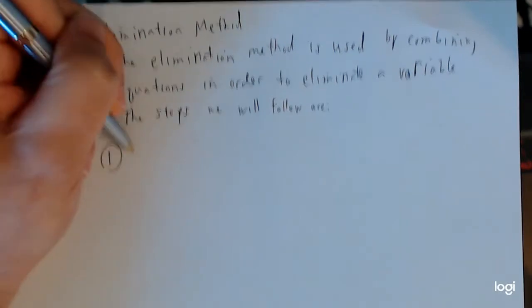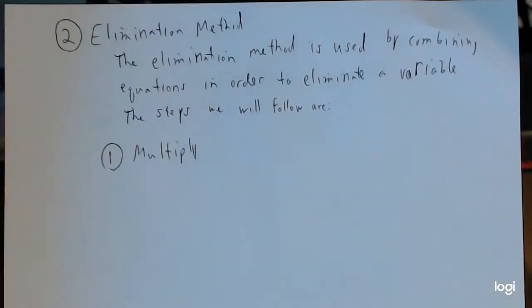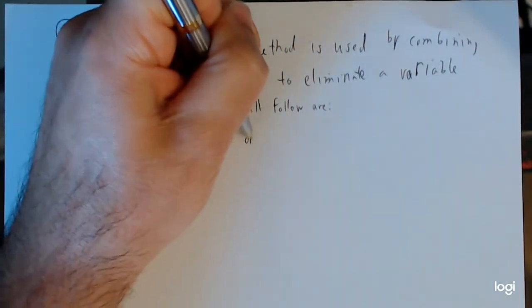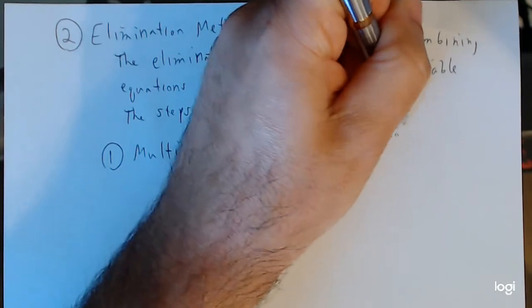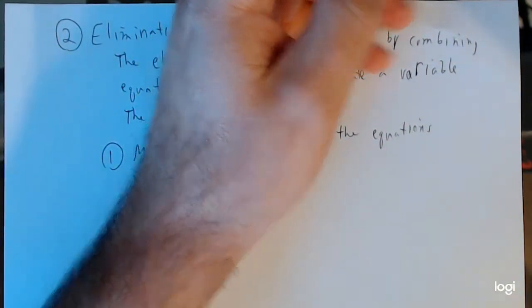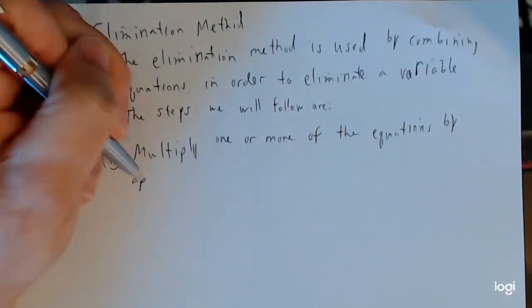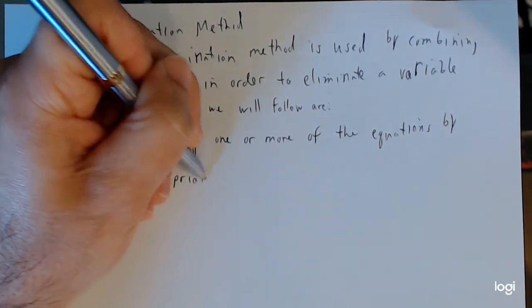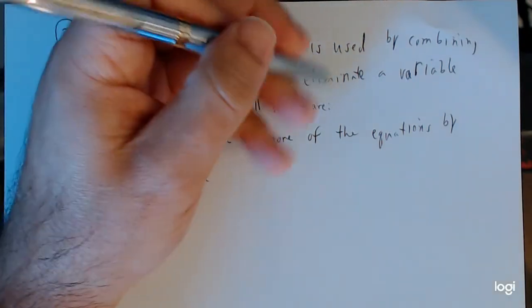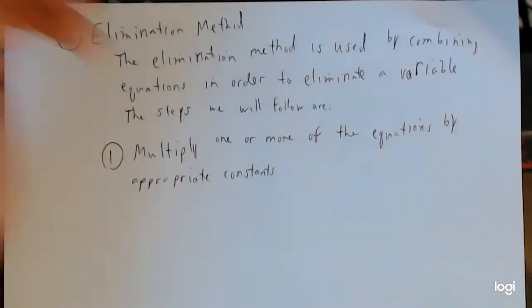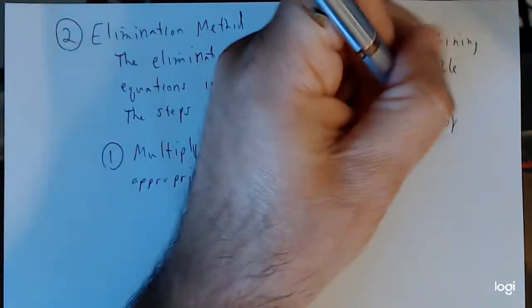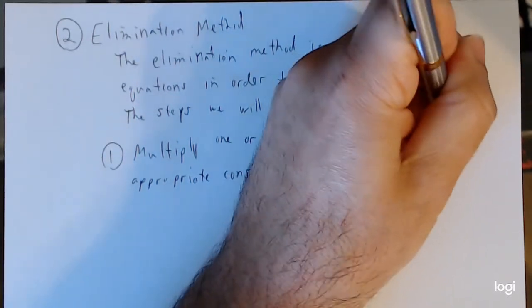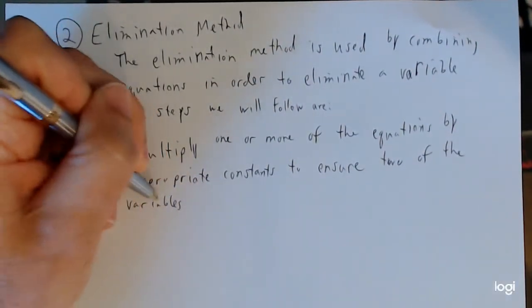Our first step is to multiply, if needed, by the way, so if this is necessary, one or more of the equations by appropriate constants to ensure two of the variables are exact opposites.